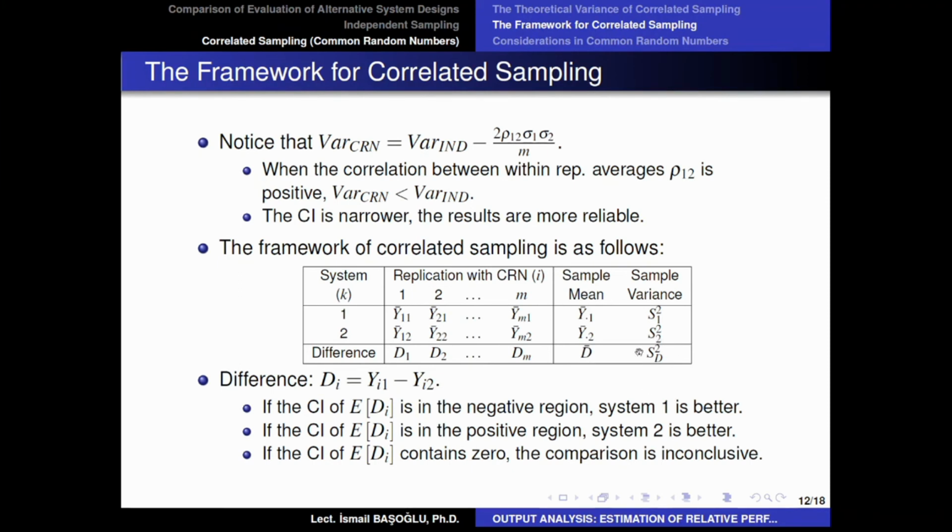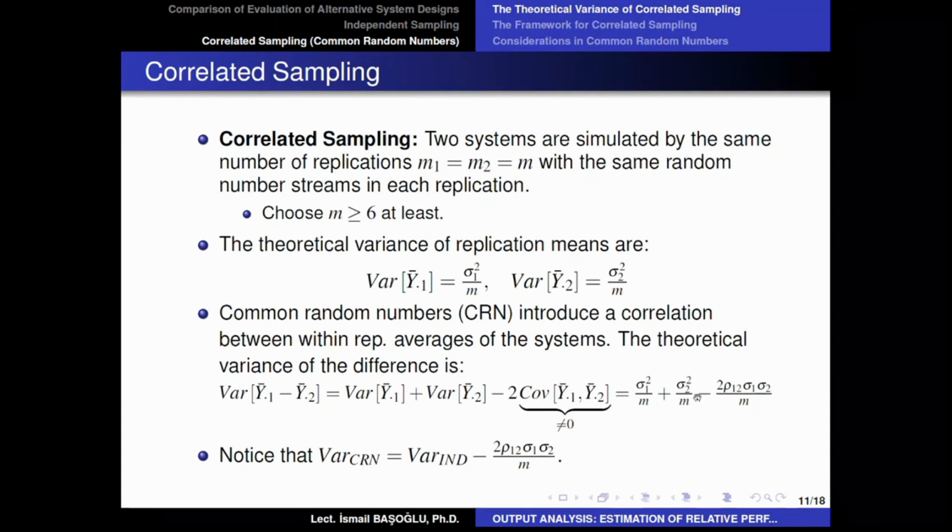However, for the sample variance of the differences, you are supposed to calculate it from scratch. It is impossible for you to calculate the sample variance for the differences by using the sample variance across replications. Why is it impossible? Because you do not know the correlation.